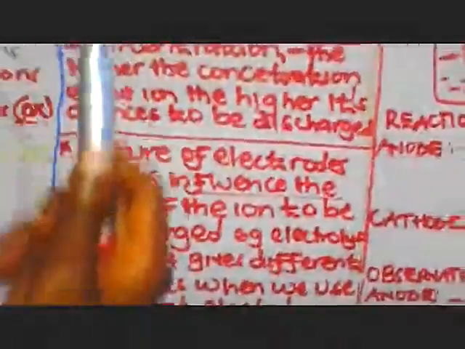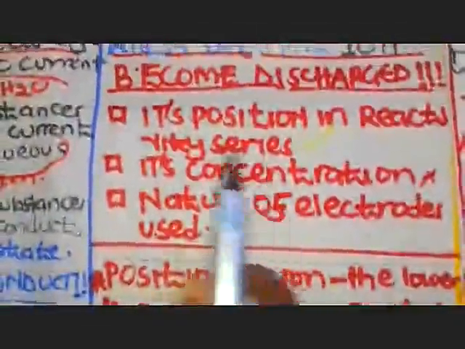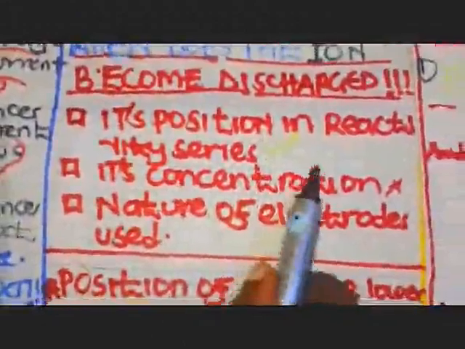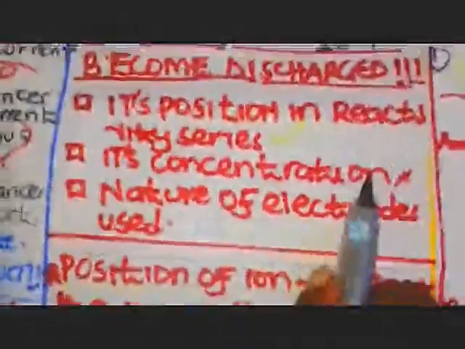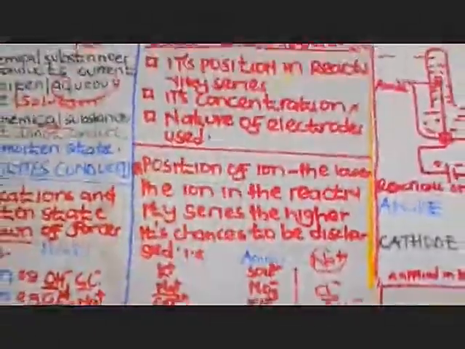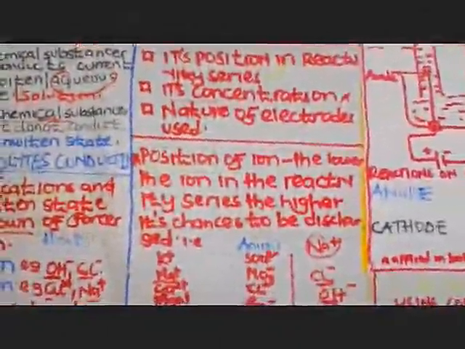So members, to harmonize the factors, we have three factors. First, the position of the ion in the activity series. We are repeating that the higher the ion in the activity series, the lower the chances of that ion being discharged, and the lower in the activity series, the higher the chances. Then the second factor was concentration. The higher the concentration of the ion, the higher the chances of the ion being discharged.